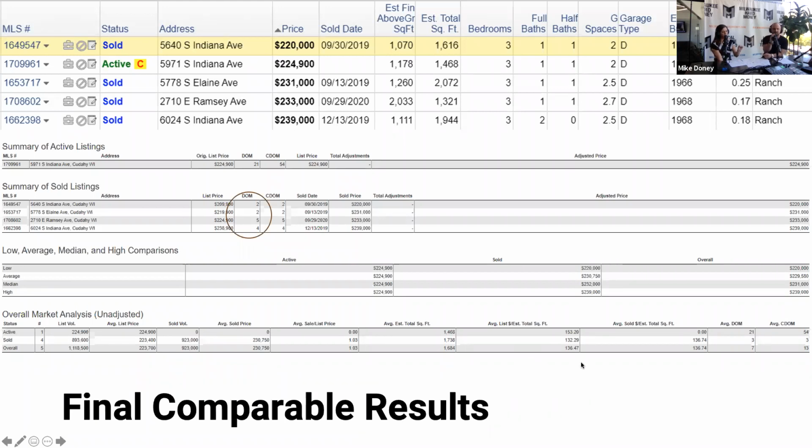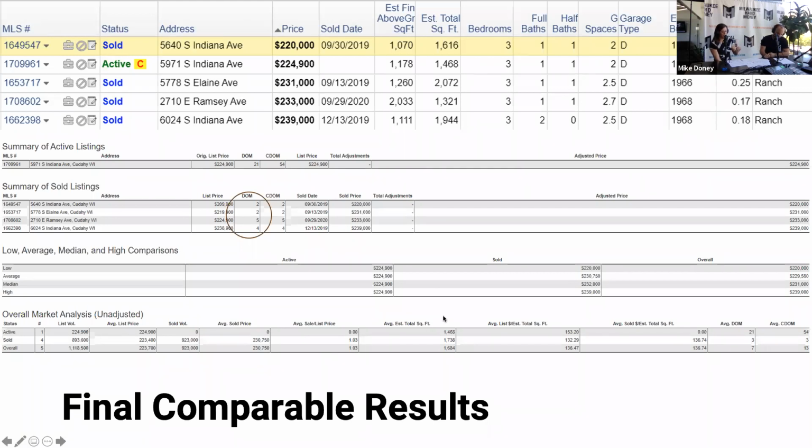It lists all the comps, the full report with tax, very important, and all photos. And then you get to the data points that give you the solds, and it gives you the averages, the low, medium, and high comparables. And it's nice because it only averages the solds. It doesn't average the actives.